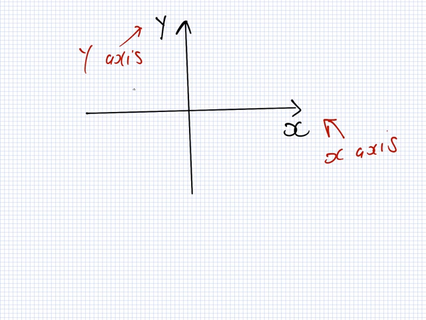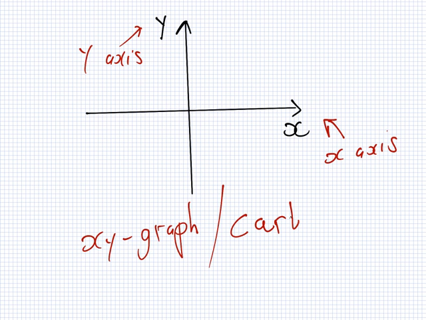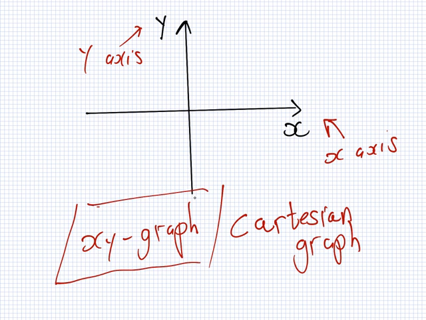Go on, have a guess. XY graph? That'll do, XY graph. There's another name for it. Don't know if you know it. It begins with a C. What's the second letter? A. Cartesian graph. You know this word? Yeah. But I will simply stick to XY graph.